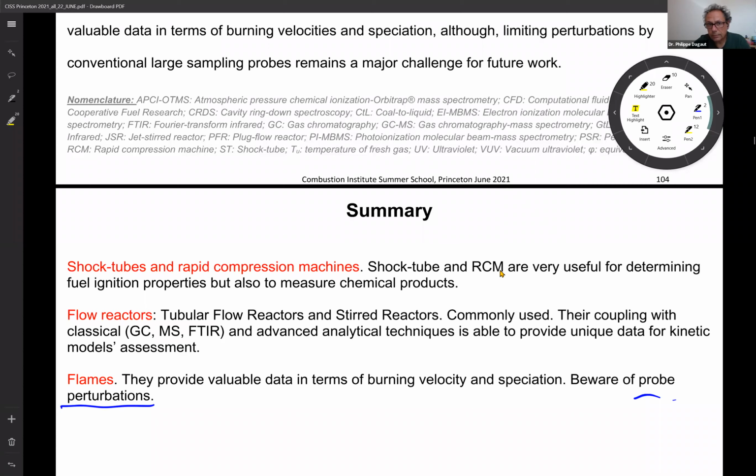And what I didn't present here are all the optical techniques that can be used in these different systems. They can be used in shock tubes, of course. Well, I did present a bit of the data obtained at Stanford, for example, but not much more than that. But rapid combustion machines can also be equipped with optical systems. Same for flow reactors, and of course for flames, where you can use different techniques, for example, LIF, laser-induced fluorescence, but all the techniques are available also for that. And I think I will close here.